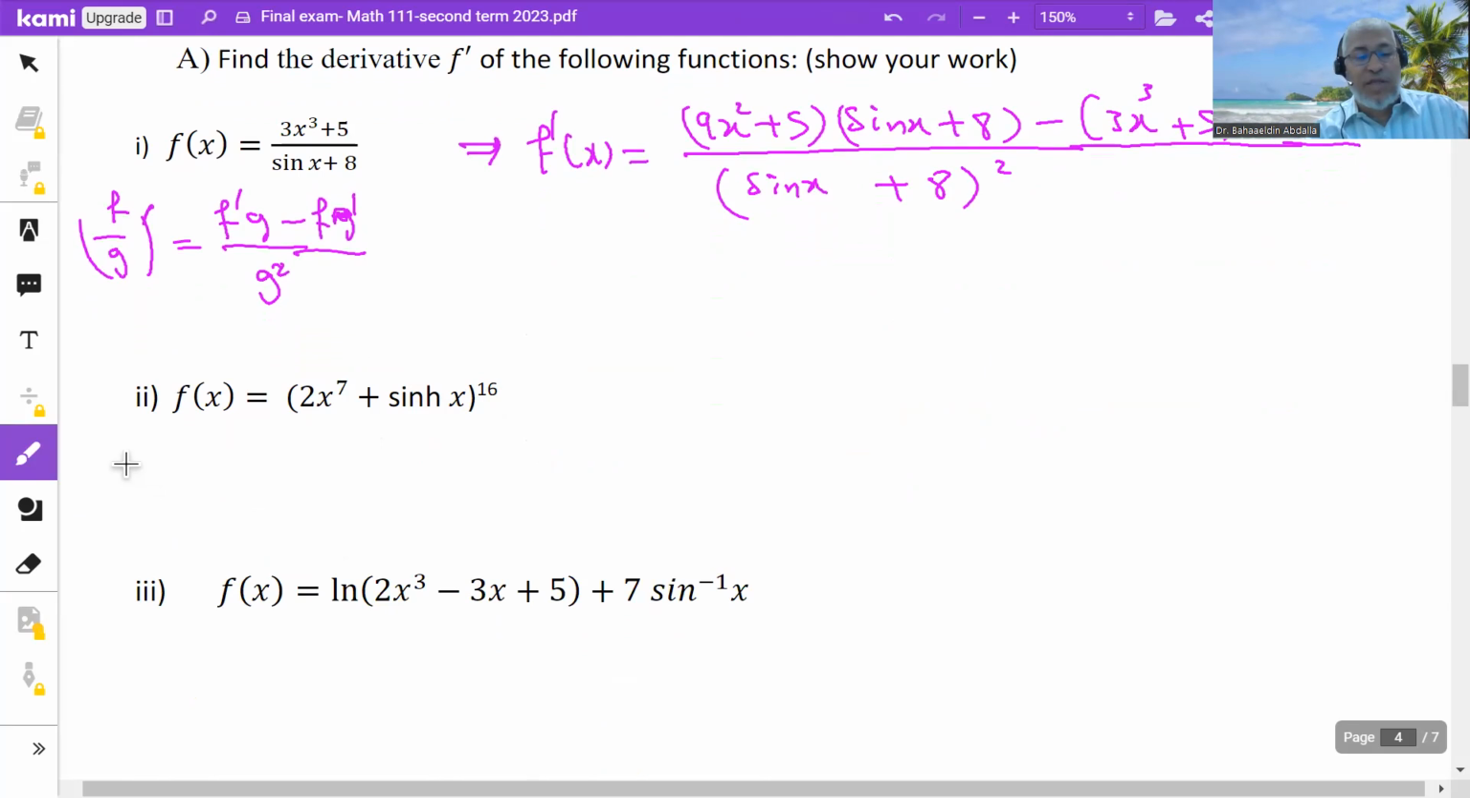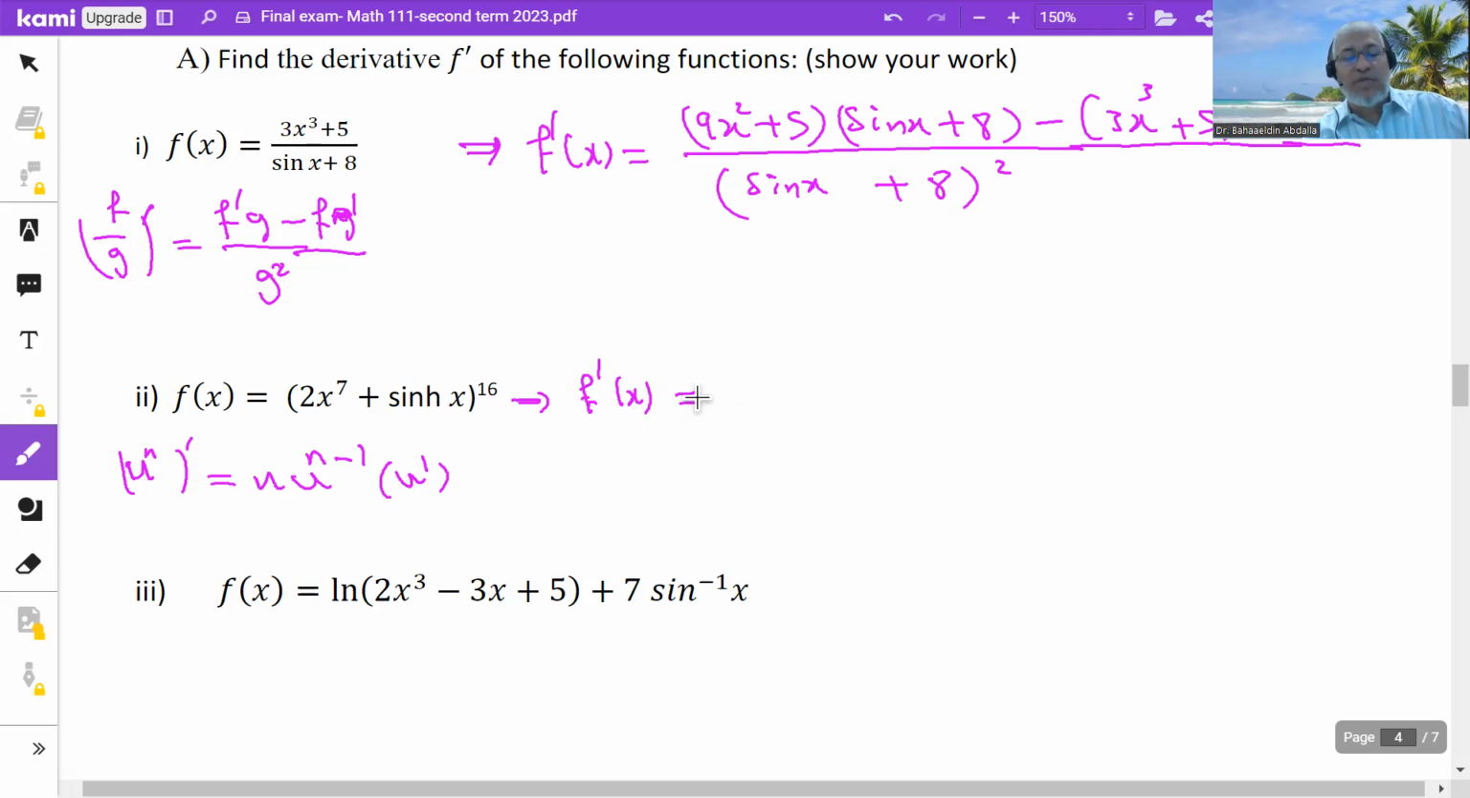The derivative, we know that the derivative of x to the power n is nx to the power n minus 1. But using chain rule, derivative of u to the power n would be n times u to the power n minus 1 times u prime. So here, the chain rule, you should use here.